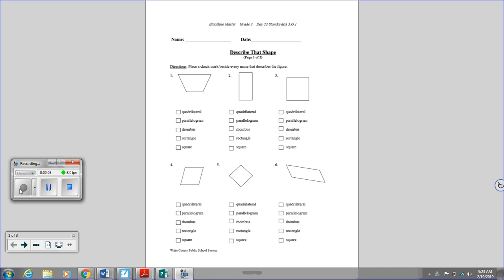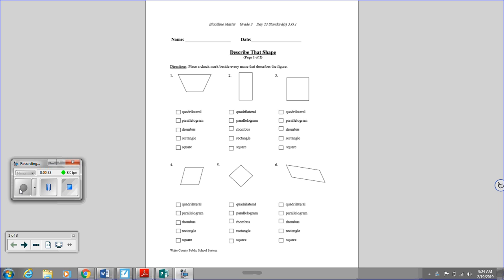Today we've been talking about shapes being classified, shapes that can be categorized by more than one name. And we said that if shapes share attributes, if they follow the same rules, they can also share the same name. So what we're going to do is put a check mark next to all the names that go with that shape.